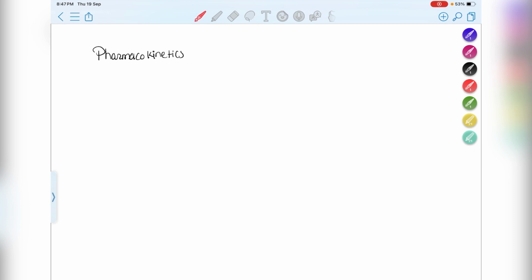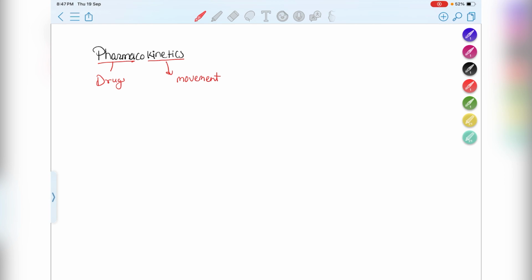Okay, as the name suggests, pharma means drug and kinetics means movement. As the name suggests, pharmacokinetics is the movement of the drug inside the body. Like what will happen in the pharmacokinetics, how the drug will move in the body, like it will get absorbed, then it will circulate, and then it will be excreted.